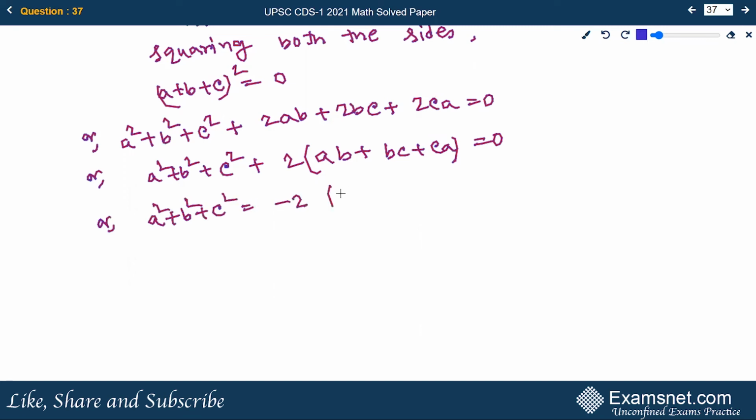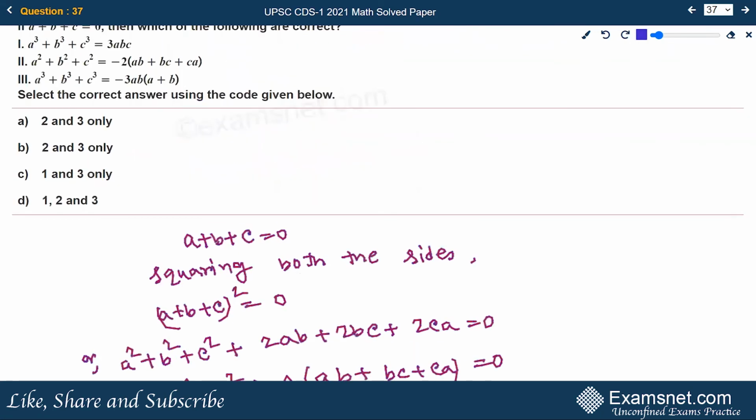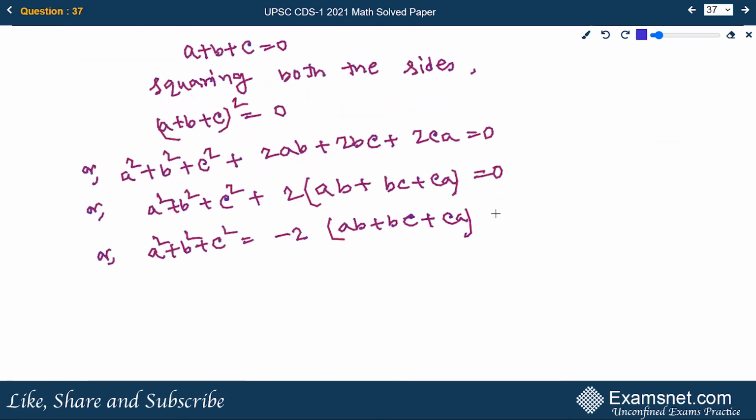So minus of AB plus BC plus CA. So that means, okay, I can see the second statement is correct. That is exactly giving us the same result. So second one is correct.